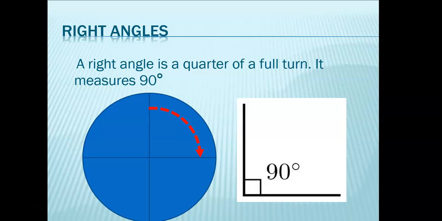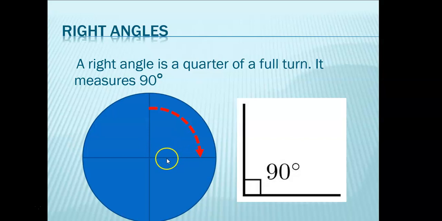So a right angle is a quarter of a turn, that's 90 degrees. If I turn from this top line here round to this line, I have turned through an angle of 90 degrees. And if you look here at this little cross in the middle, you can see that it looks like the corner of a square.